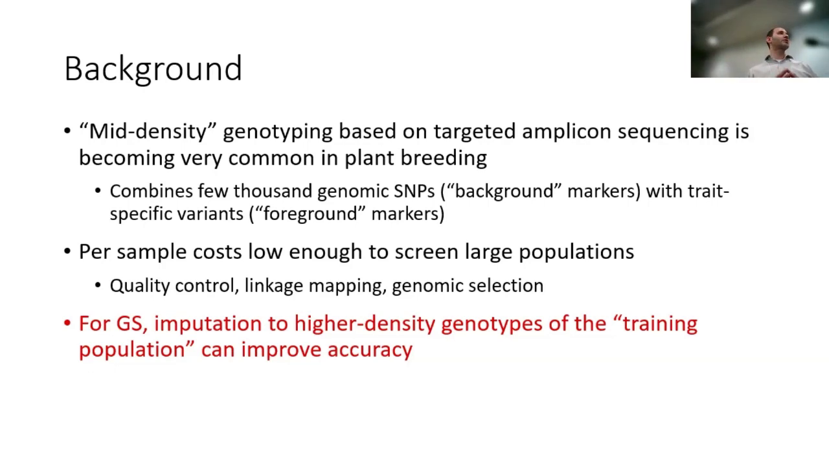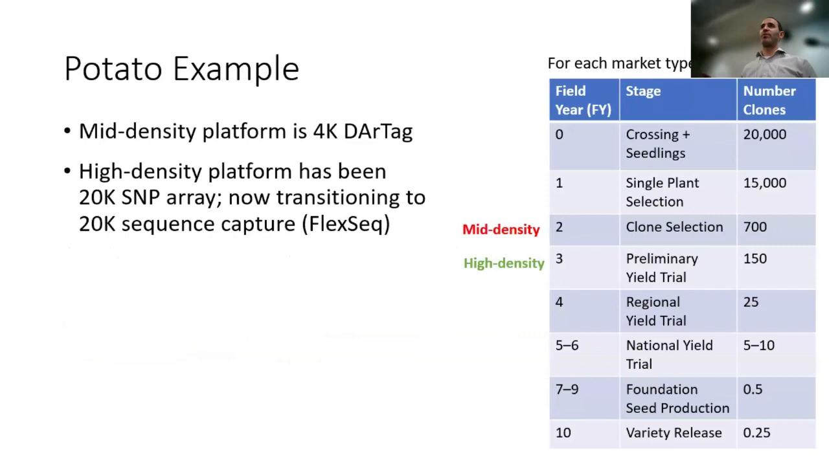You don't want to take a prediction model that was parameterized on 10,000 markers and then just not use the marker effects. You won't get the right predictions. You have to use a common set of regression variables across the predictions. So here's what this looks like in a practical way for our potato breeding program.